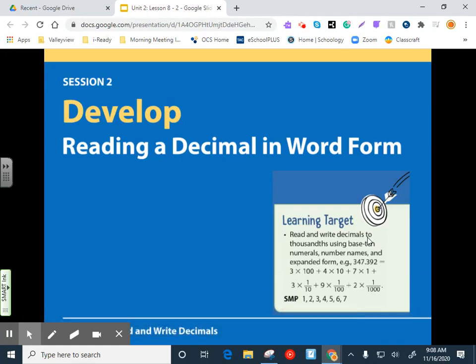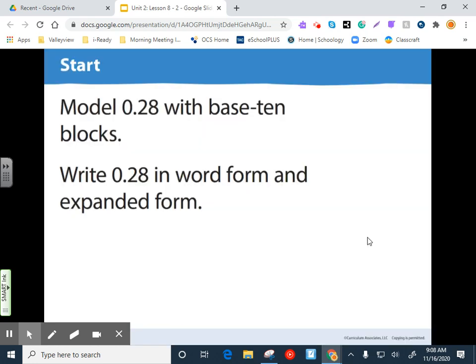All right, so we're going to continue our lesson 8 here with session 2. And again, we're just going to focus on place value and being able to name a place value and read it out loud correctly. So let's do a warm up. We're not going to do this top part here where we model it with base 10 blocks. Obviously, we can't do that over video, but we are going to write this number in word form and expanded form. So let's do that on this page over here.